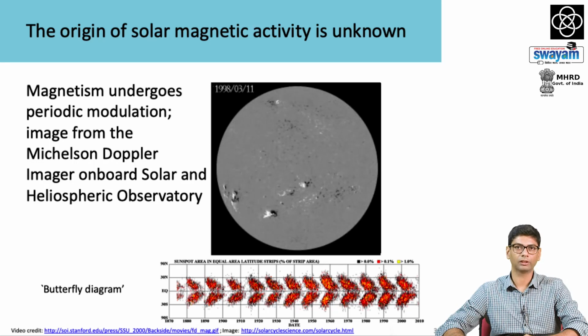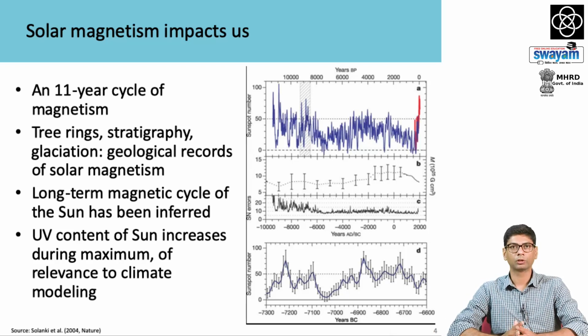It is an outstanding question and remains unsolved. And solar magnetism is not just a beautiful and intriguing piece of physics at the surface of the Sun, but also affects us. As I said, there's an 11-year cycle, which is what you see in those butterflies. That seems to happen every 11 years.